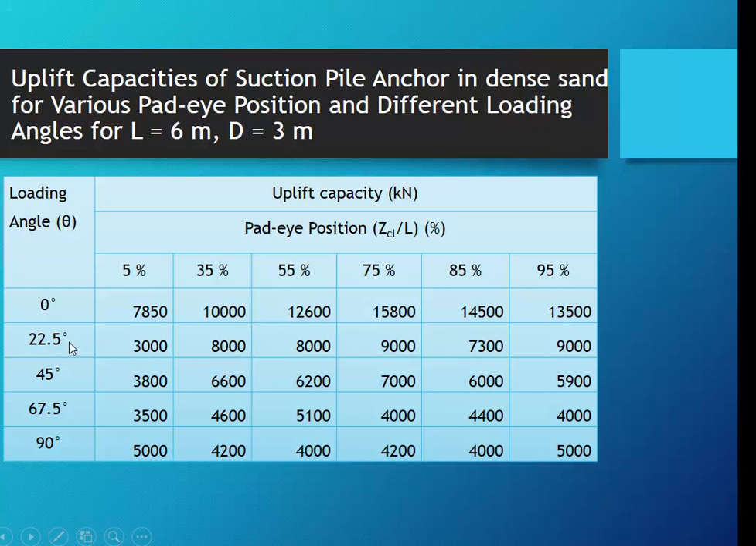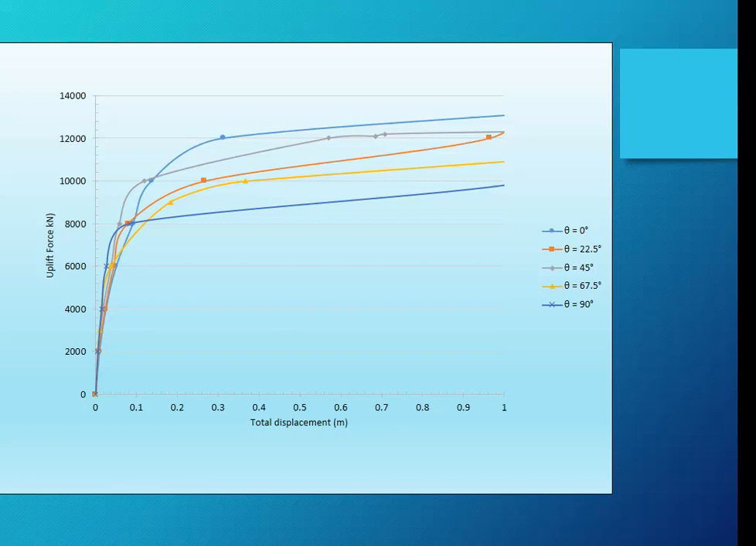22.5 degree inclination angle gives the 9000 kilonewton capacity. 45 degree angle also gives the 7000 kilonewton capacity, and 67.5 and 90 degree angles give very less uplift capacity as compared to the other three. So these are some values which I have taken from the software after the analysis. From that table this graph is generated.